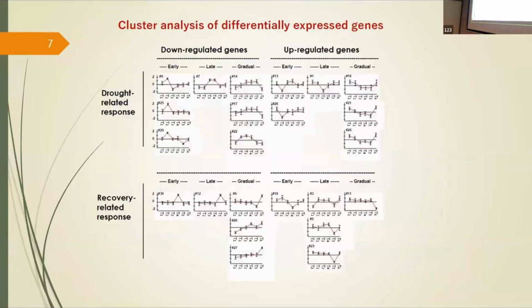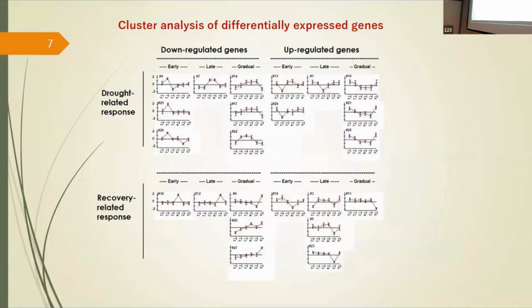We also could take all these genes that were behaving the same, like we did some cluster analysis, as you've seen here. So when we measure the drought-related response and the recovery-related response genes, we saw some downregulated genes and upregulated genes, and they have some patterns. We know that these genes are sometimes connected to the same processes.